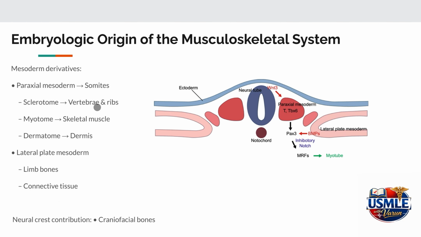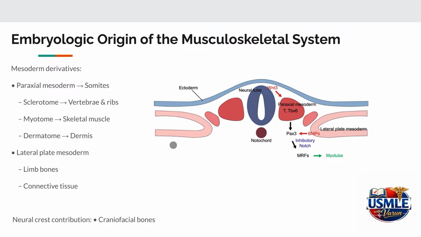Coming to the embryological origin, the musculoskeletal system originates primarily from the mesoderm. Paraxial mesoderm forms somites. These somites differentiate into three components. The sclerotome forms the vertebrae and the ribs, the myotome forms skeletal muscles, and the dermatome forms the dermis of the skin. The lateral plate mesoderm contributes to limb bones and connective tissues.